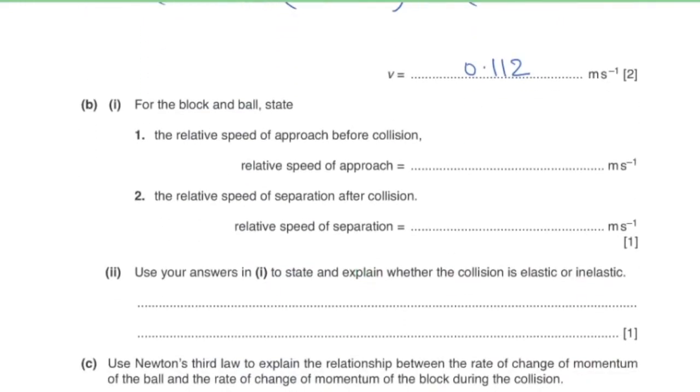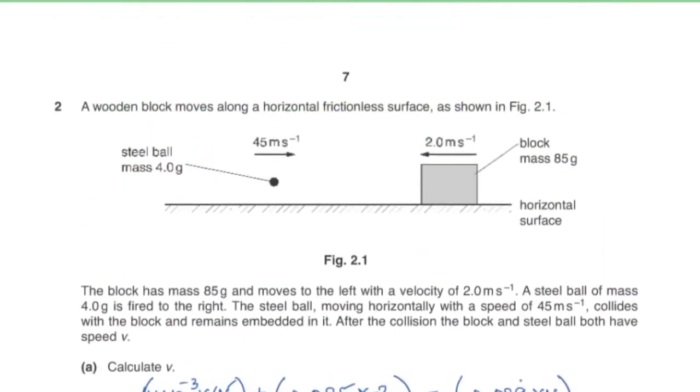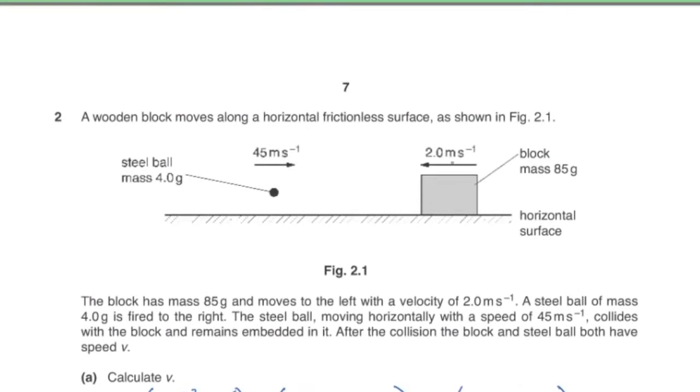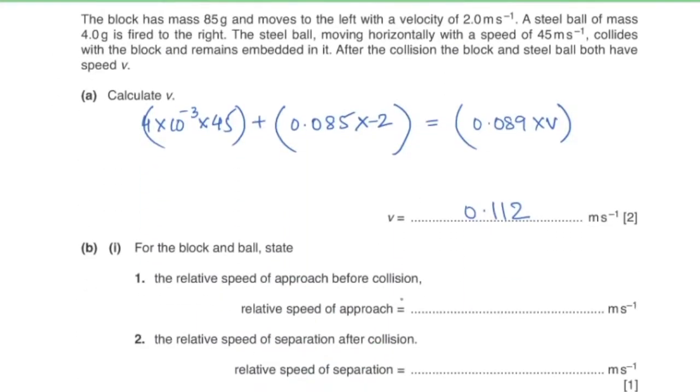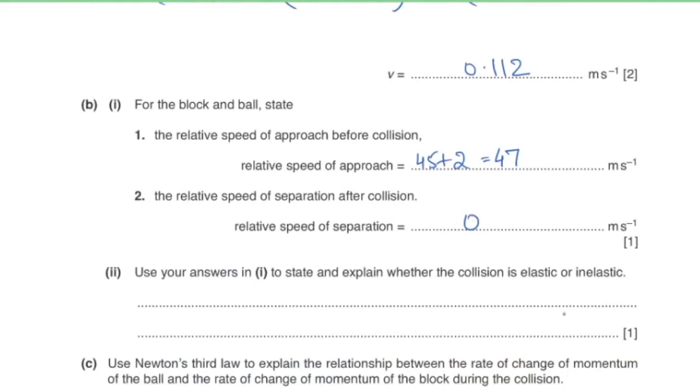B part 1, for the block and ball, state the relative speed of approach before collision. So the relative speed of approach before collision is going to be the sum of these two speeds. We're not going to consider negative or positive signs this time because this is in terms of speed, and speed is a scalar quantity. So 45 plus 2 is equal to 47 meters per second. The relative speed of separation after collision is going to be 0 since they're not separating after collision, so 0.